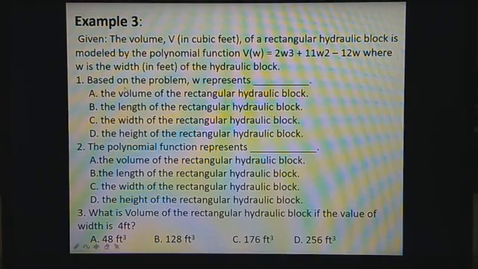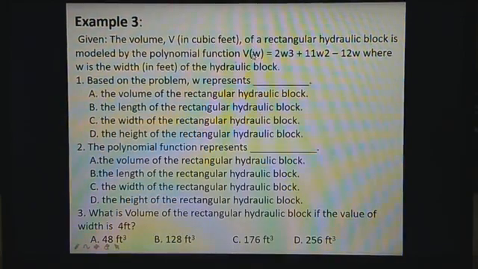Number 1, based on the problem, w represents what? Letter A, is it the volume of the rectangular hydraulic block? Is it the length of the rectangular hydraulic block? Letter C, is it the width of the rectangular hydraulic block? Or is it the height of the rectangular hydraulic block? If you look at the problem, it says there, w is the width. So, meaning, the answer is letter C.